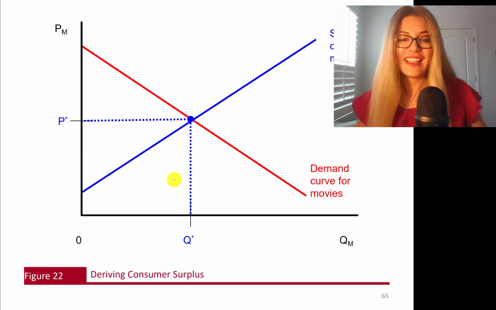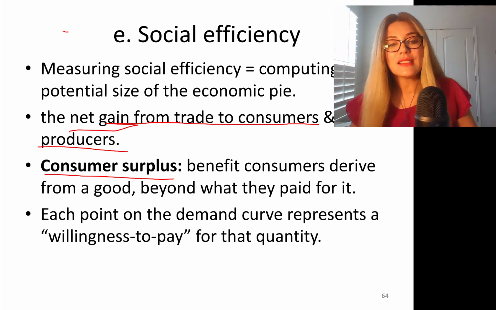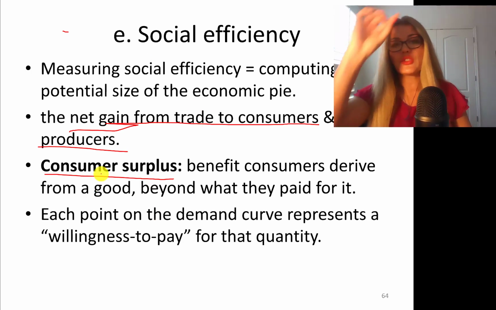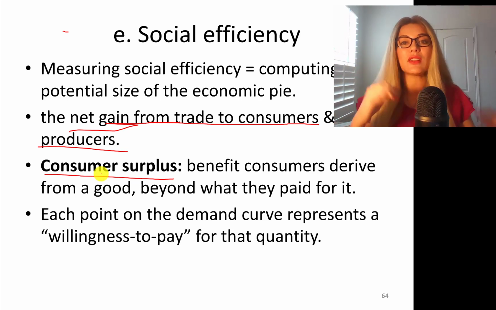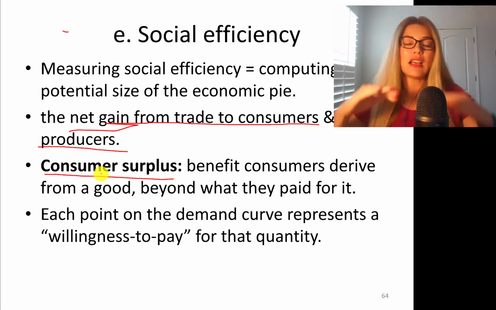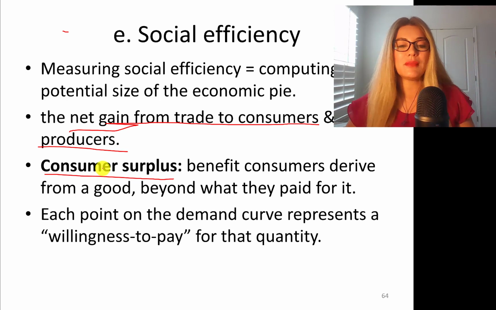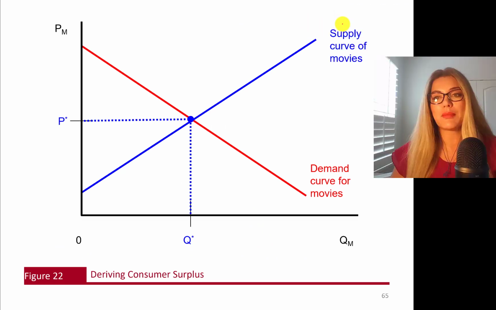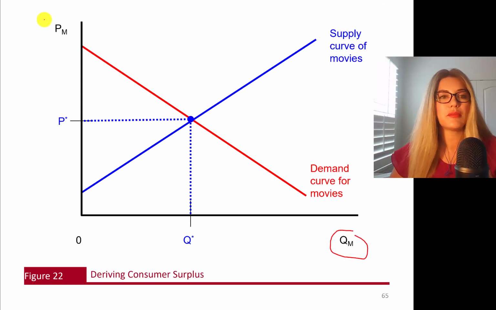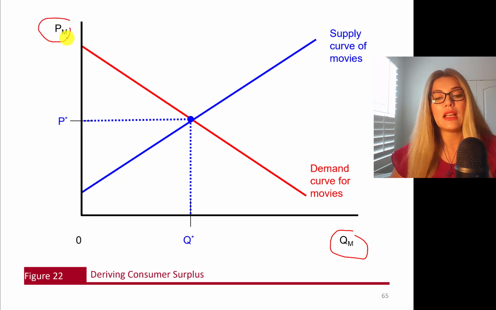So the points on your demand curve show you the willingness to pay. That $300, my valuation, is one of the points on the demand curve. That's the willingness to pay for that quantity. So let's talk about the supply curve and demand curve for movies, with quantity of movies here and price of movies here. Let's derive consumer surplus.